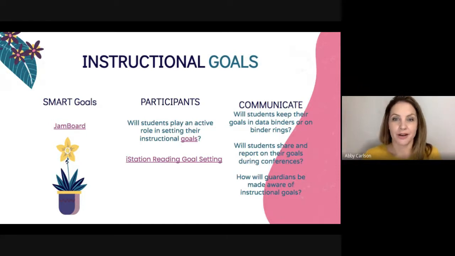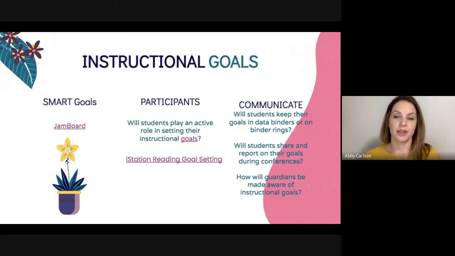Another thing to consider about communication is, will the students share and report on their goals during conferences? We know conferences are coming up at the end of the month, so we could even set a goal for the next conferences that students will report on their learning goals, talk about how many goals they've completed or which goals have been particularly difficult for them.